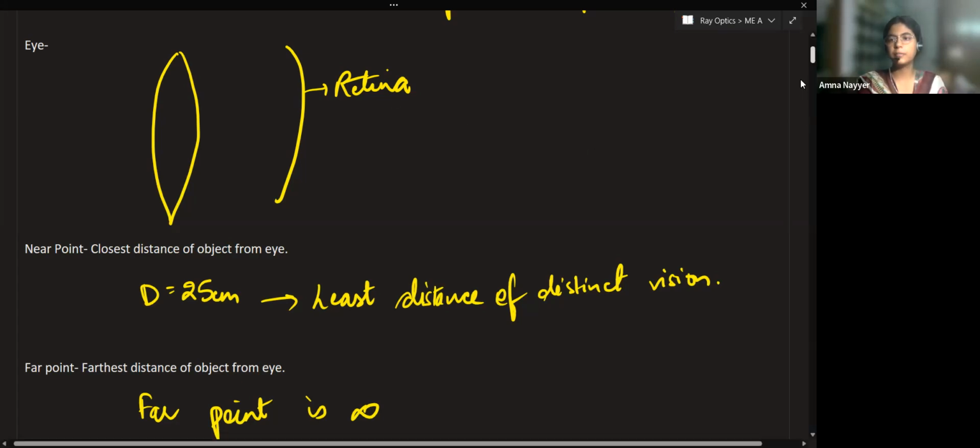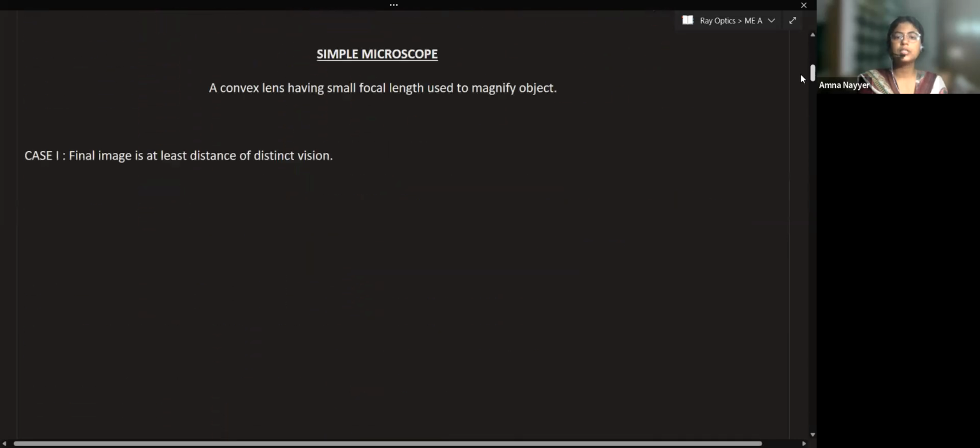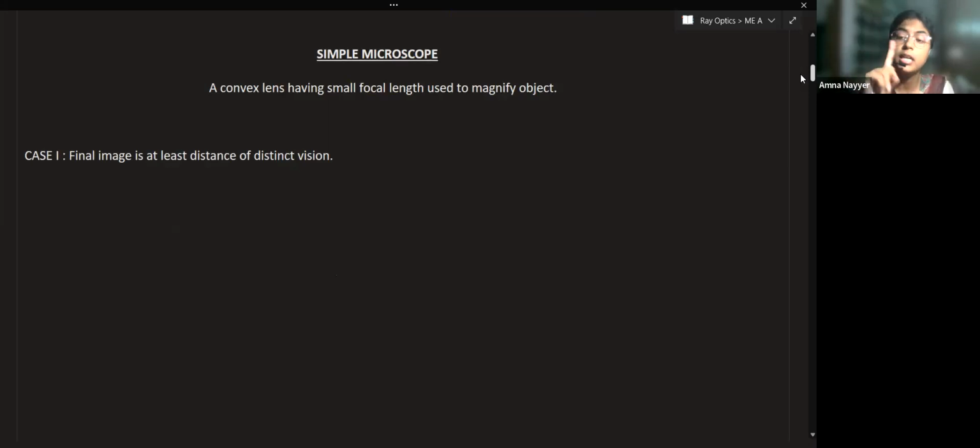All right, let's start with simple microscope. So see, for simple microscope, one single convex lens will be used. One single. When you reach compound microscope, you'll have two lenses. So that's why understand the case of simple microscope clearly. In a simple microscope, a simple convex lens with a small focal length is used to magnify the object. As I've told you, we'll be dealing with two cases: when your final image is formed at the least distance of distinct vision, and when your final image is formed at infinity.